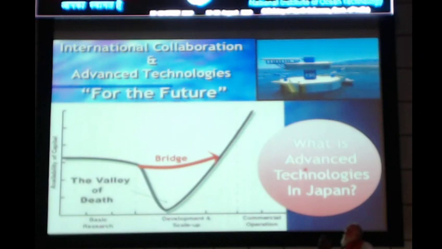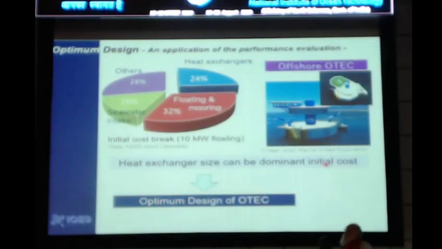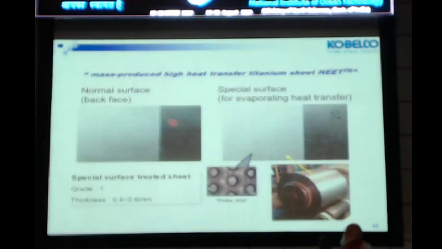So in Japan now, in the challenge to advanced technology, we want to introduce the recent Japanese challenges to new technologies. First, a new plate for the heat exchanger. This is the total cost. In OTEC, the heat exchanger occupies a very large part of the total cost, one quarter to one third. So after optimization, we decrease the heat exchanger cost.